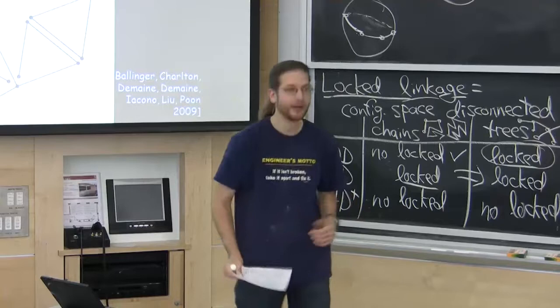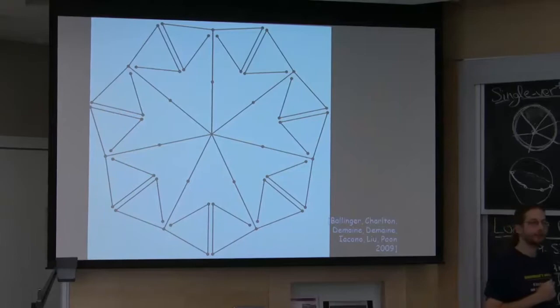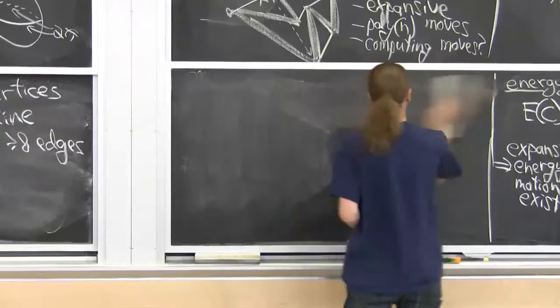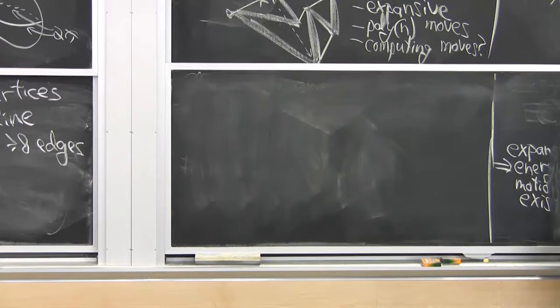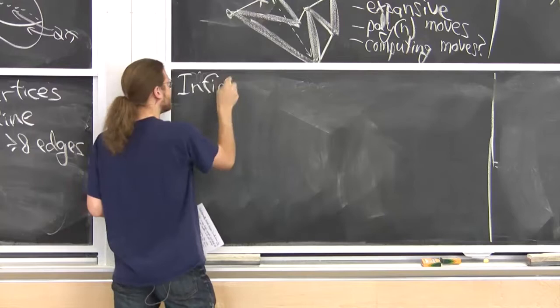All right. Next thing I want to talk about is how the heck do you prove that these things are locked? Now, historically, there have been lots of different proofs. And this tree still does not have a nice proof that it's locked. But all the other trees, I can give you very succinct proofs that they're locked. And so I want to tell you how we do that. Because it uses tensegrity theory, our good friend. This is the idea of infinitesimally locked linkages.